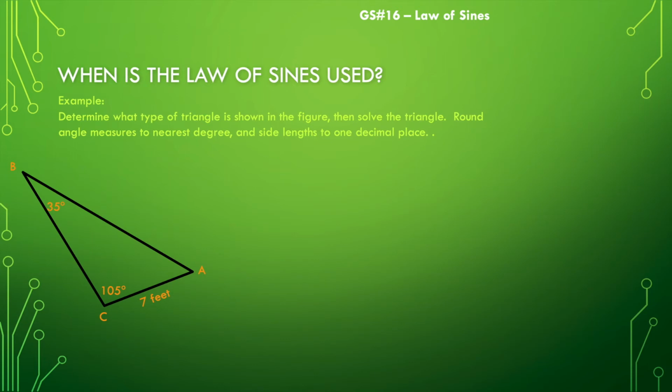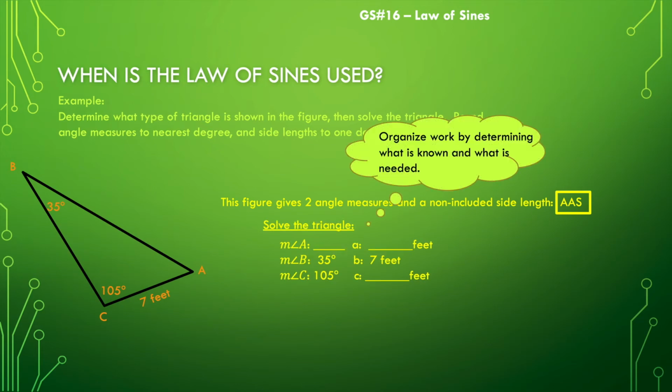In this case, we're given two angle measures and a non-included side. And so we would consider this an angle-angle-side case, which is a prime candidate for the law of sines. So let's go ahead and solve the triangle. Take a second and organize your work by determining what you know and what is needed. Make a little table and organize what you have. And then look at what you have and decide, well, what's the best thing to do first?